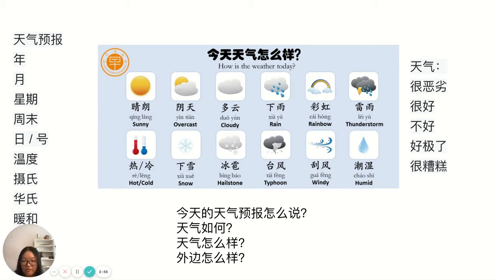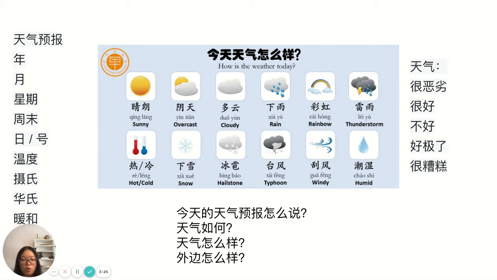It's the same thing for 星期, which is week. So this week is 这个星期. Next week is 下个星期, and then the week before is 上个星期, because in a calendar, the week before would appear above this week, and the upcoming week, the next week, would appear below this week.